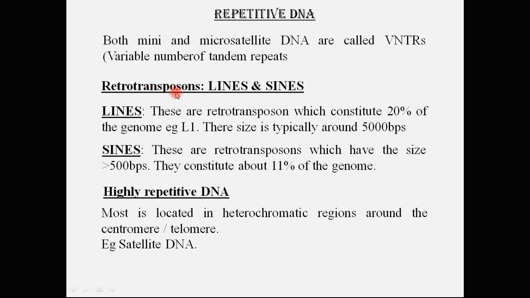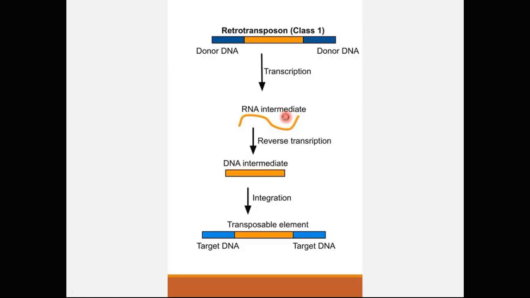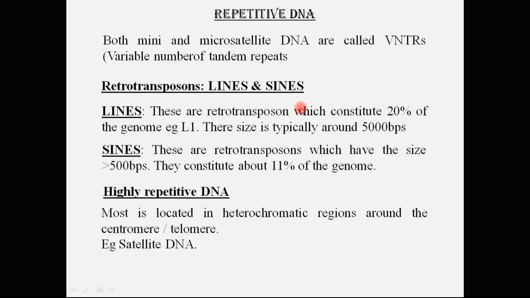Now another term is retrotransposons. What are retrotransposons? You must have heard about transposons or the jumping gene. The retrotransposons first get transcribed into an RNA intermediate. The RNA intermediate forms the DNA copy by reverse transcription, and this integrates into the target genome, wherever in the genome it integrates. So they jump via RNA or reverse transcription. That's why they are called retrotransposons.